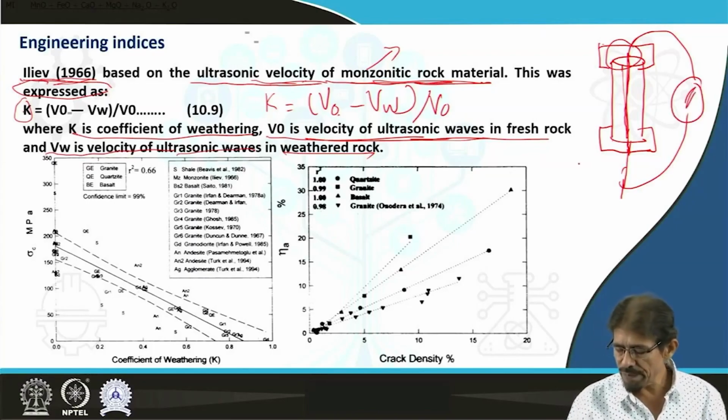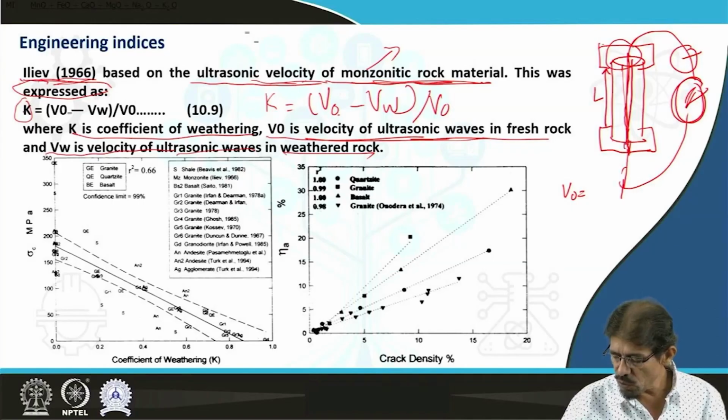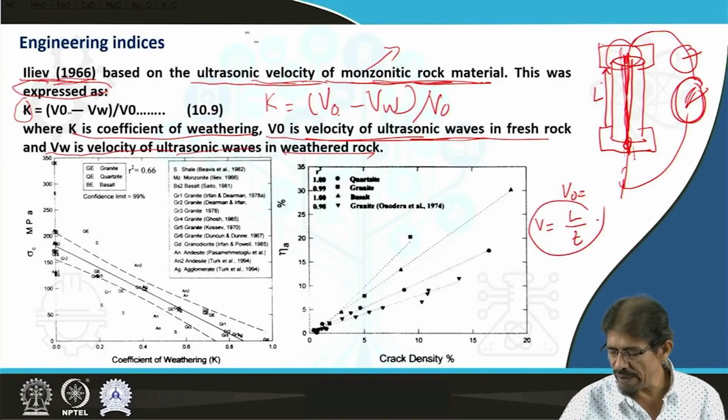So in this way we are going to determine the velocity of ultrasonic waves. The length of the sample, and simply the time, we are going to measure by the stopwatch. So the time taken for an ultrasonic wave to travel and cover this length L, and simply V is equal to L by time taken.